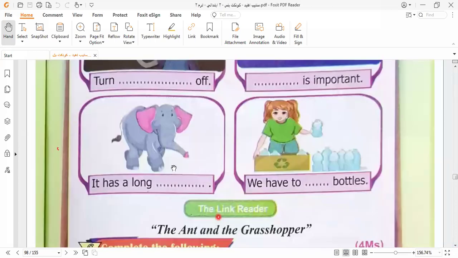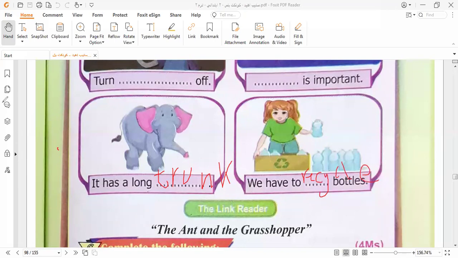"Have wrong," have wrong what? Wrong train. It has a wrong train. "We have to recycle." Okay, to recycle, as we learned in the lesson.